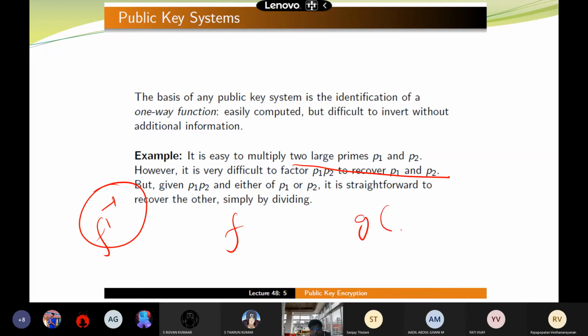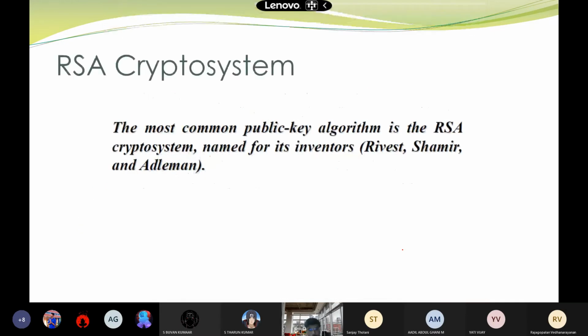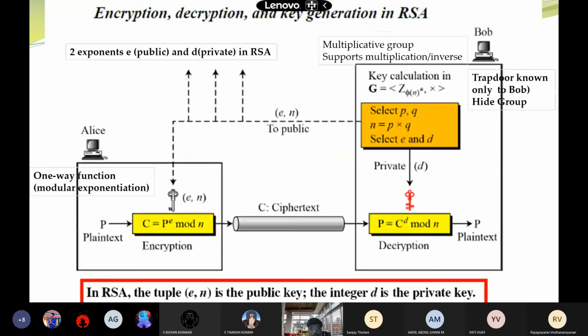Say you have another function g, which has the trapdoor secret, which is what Bob is going to use, right? Then it's going to be easier to do. So let's try to apply that to the RSA part. I want you to carefully focus now and look at this picture.